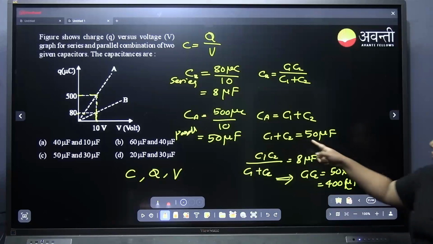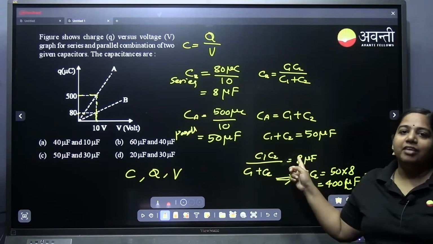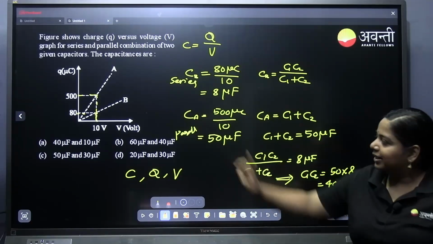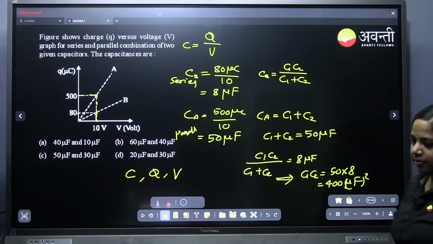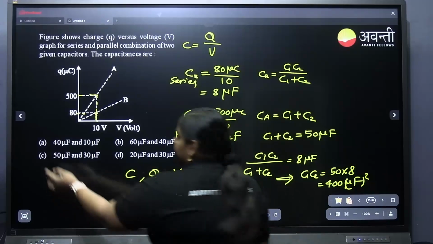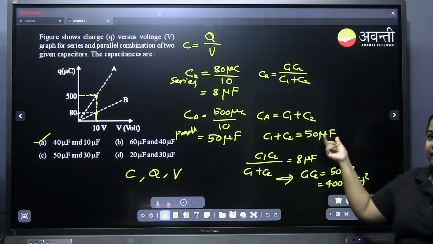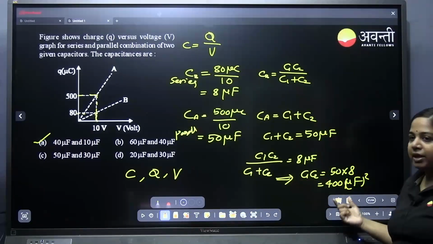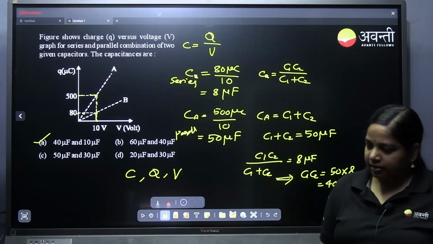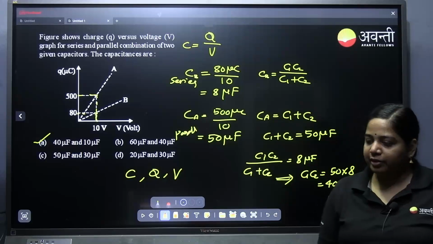Okay. Now if you add, you should get 50. Two values, when we add we should get 50, when we multiply we should get 400. Which is that value? Yes, somebody already got the answer. Kiran, good. A is the answer. 40 and 10, when we add we will get 50 and when we multiply we will get 400. I hope you understood that. Is it clear for all?